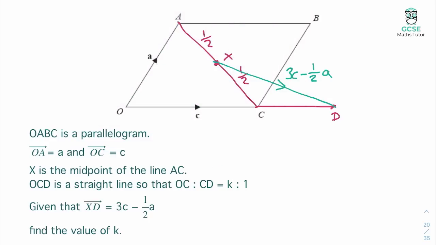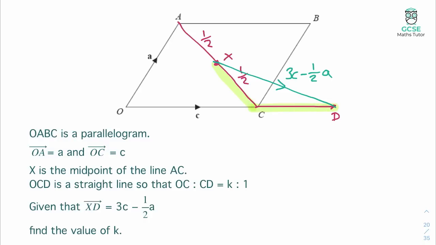Find the value of k. So can we get from x to D in a different way? Because it's told us that x to D is 3c minus a half a along that straight green line there. So can we move that way a different way? Well, we could go from x to c and then from c to d.